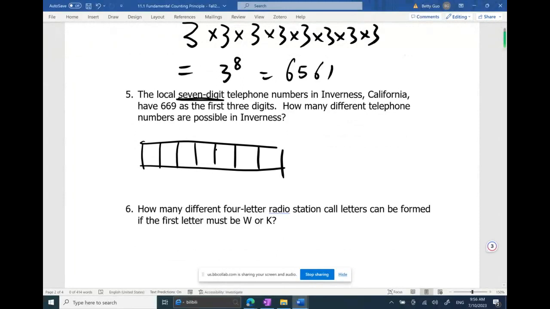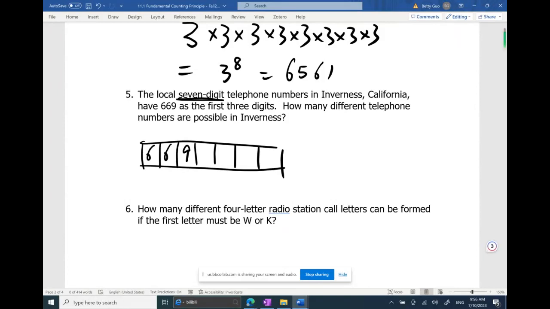Seven digits, right? Each digit goes to one box. 1, 2, 3, 4, 5, 6, 7. Since in that city, the first 3 digits have to be 669, then we do not have to make any decision on the first 3 digits, right? What do we need to do? Our task here is to figure out the digits for the next 4 boxes, next 4 digits. How many different telephone numbers are possible in that town?